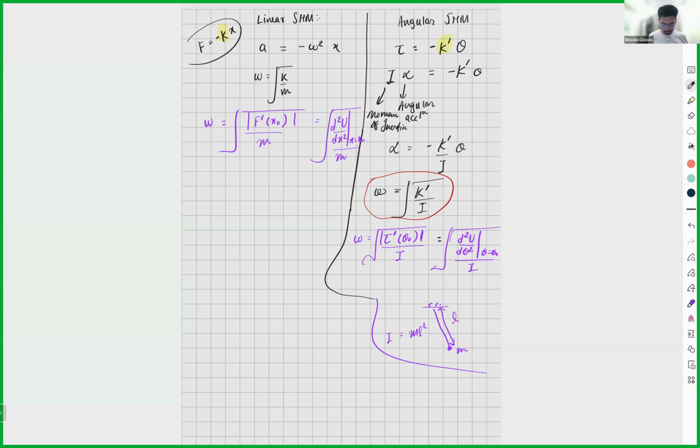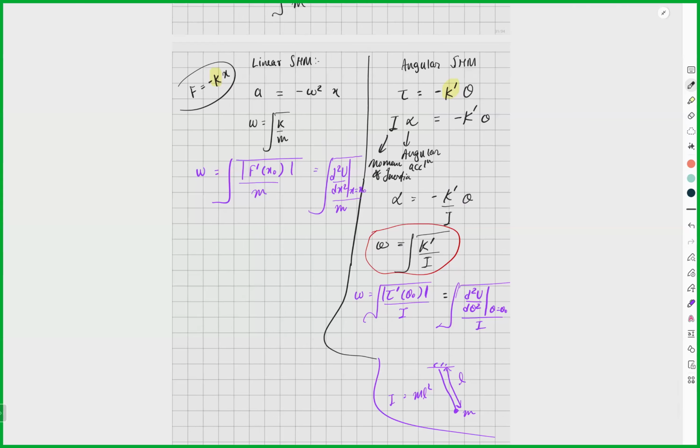Then the situation will change for a physical pendulum, such as a compound pendulum. Yes, the situation will change, of course. For a compound pendulum, there will be two equations instead of one.